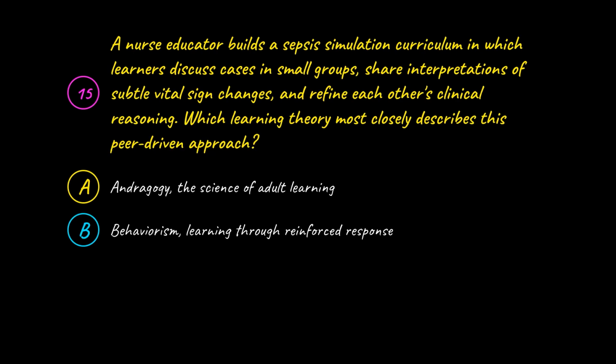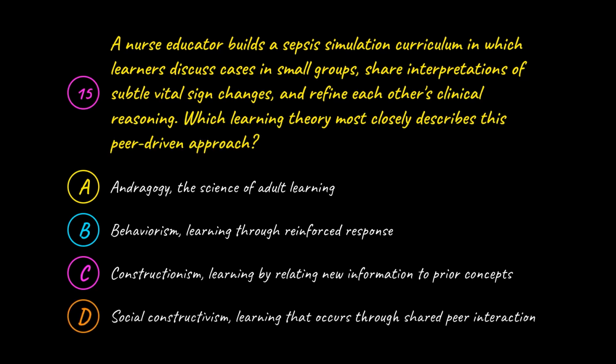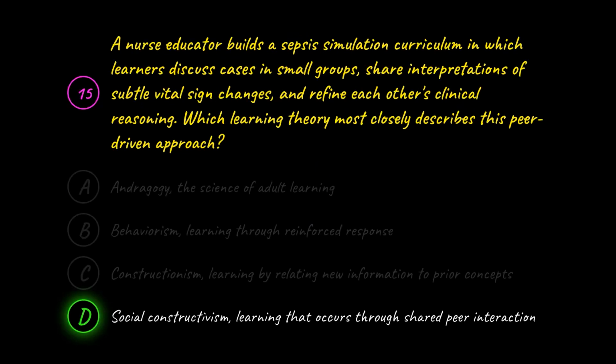Behaviorism, learning through reinforced response; C. Constructionism, learning by relating new information to prior concepts; D. Social constructivism, learning that occurs through shared peer interaction. Don't overthink it. Which one feels right? The correct answer is D.